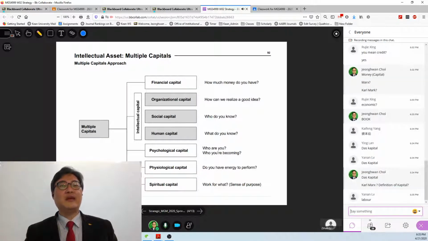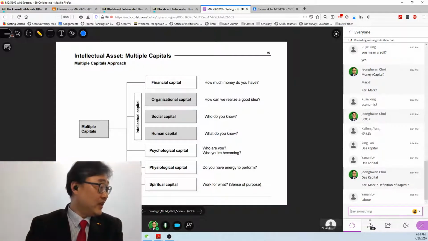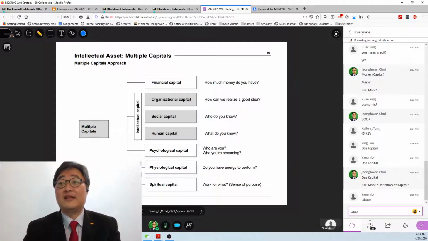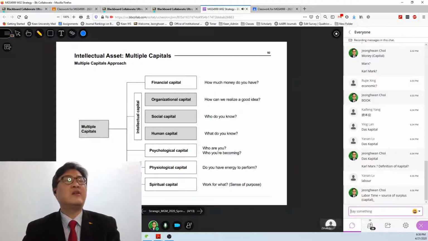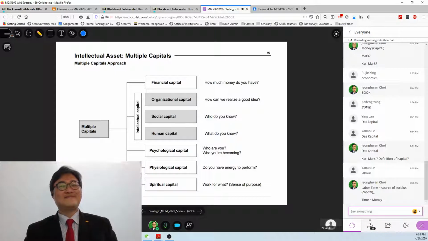How do the capitalists make a capital? Okay. Labor. Maybe we'd better go into more detail. Labor is not a capital. However, according to Karl Marx, labor time is the source of surplus. That's a capital, right? So, technically speaking, time is money. According to Karl Marx, time is money.